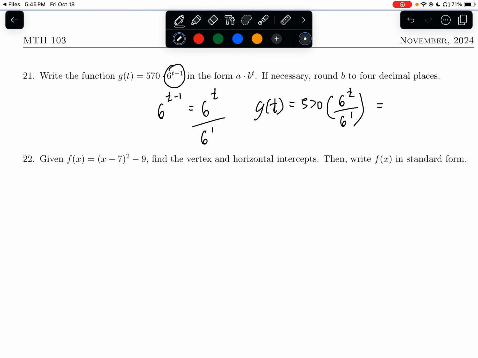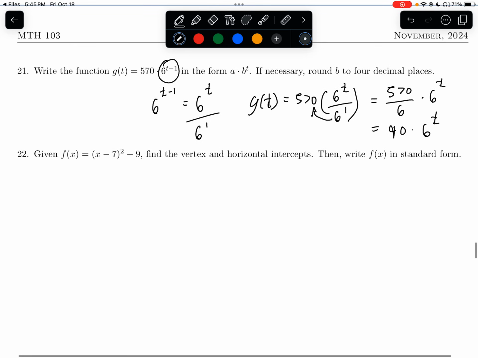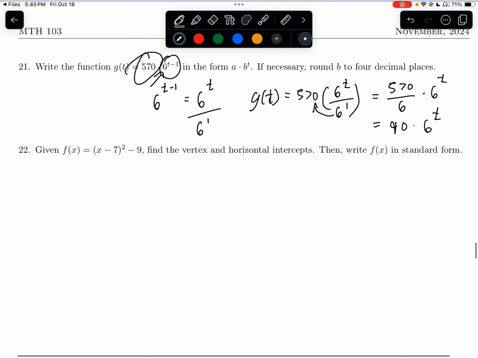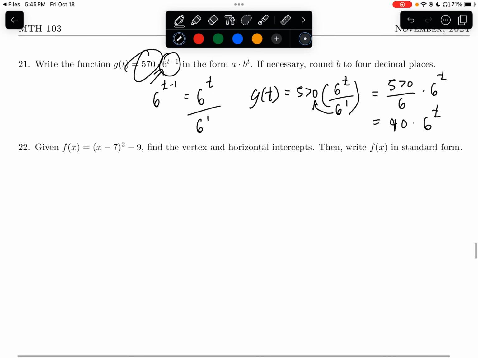The 6 can get absorbed into the initial value. And then this would be 570 over 6 times 6 to the power t, just being very clear about where the 6 is going. And this is 90. So actually, the base is the same as what we started with, but the initial value is different. So be careful about that.